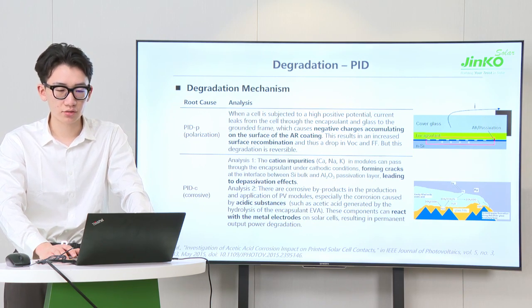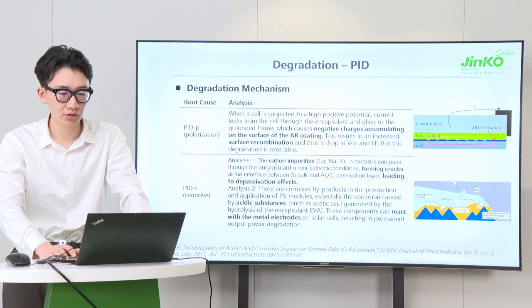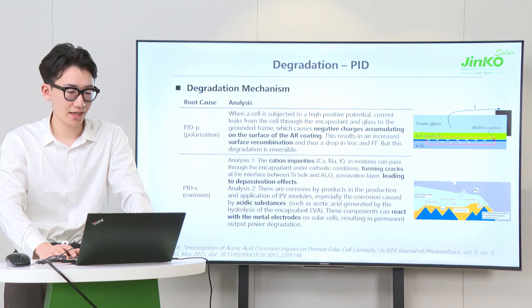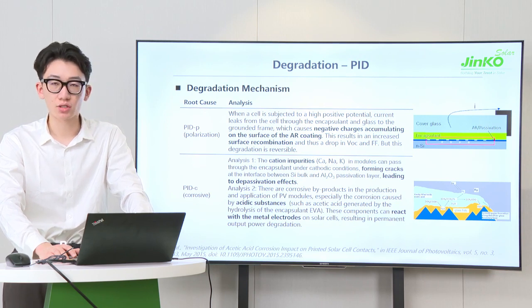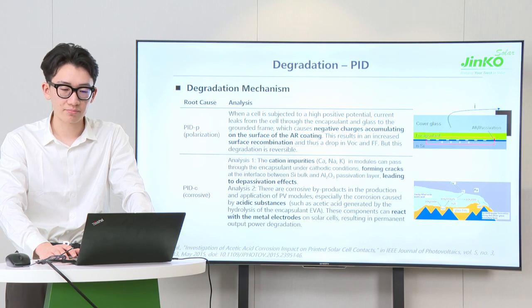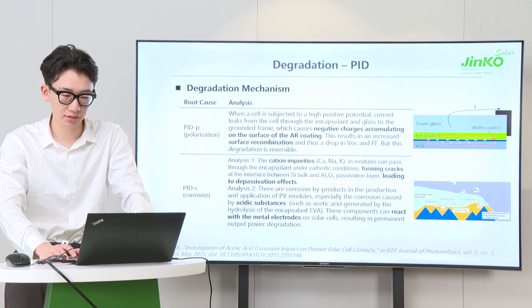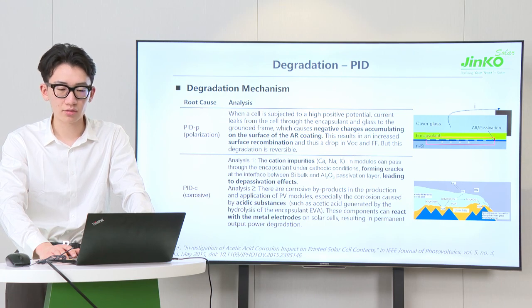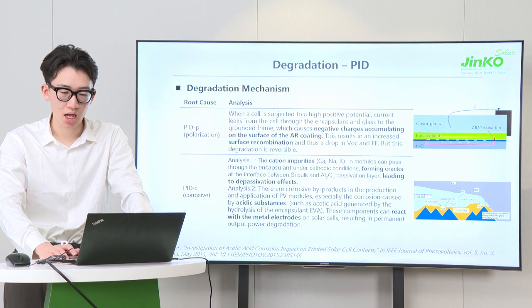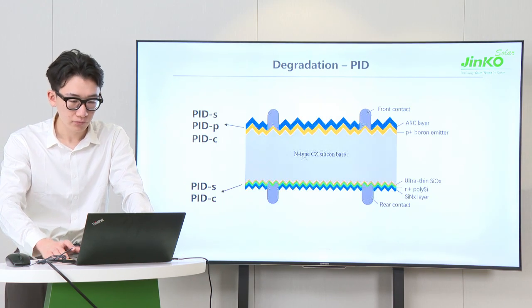About the PID corrosion route, the cation impurities in PV modules can pass through the encapsulant, forming silicon-oxygen cracks, leading to depassivation effects. Another route is that there are chemical byproducts in the production and application of PV modules. These chemical components can react with the metal electrodes of solar cells, resulting in permanent output power degradation.